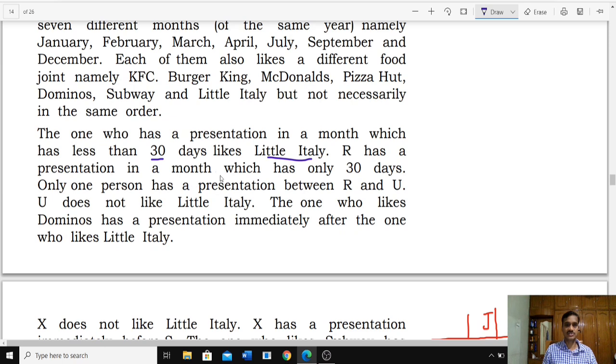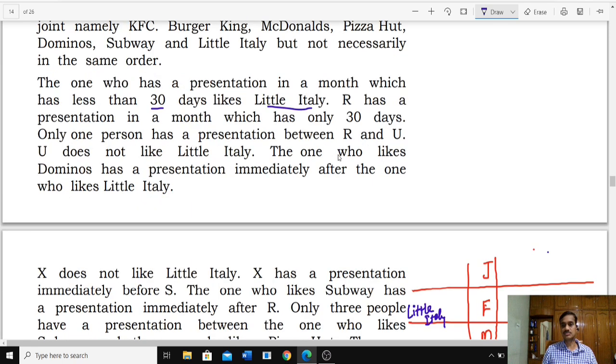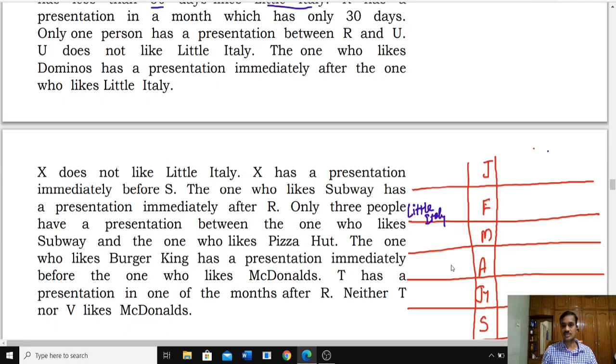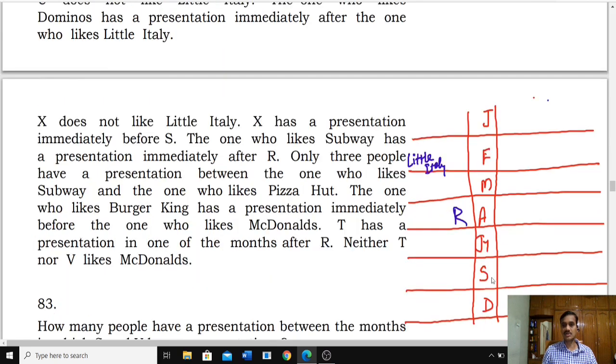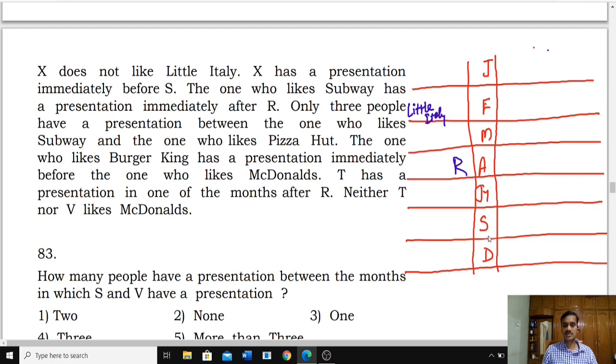R has a presentation in a month which has only 30 days. How many possibilities do we have? Jan, Feb, March, April. R can be in the month of April, or R can be in the month of September. So how many possibilities? Two possibilities. If R is here, then Little Italy will be here. We have two different possibilities. R could be either in the month of April or in the month of September.